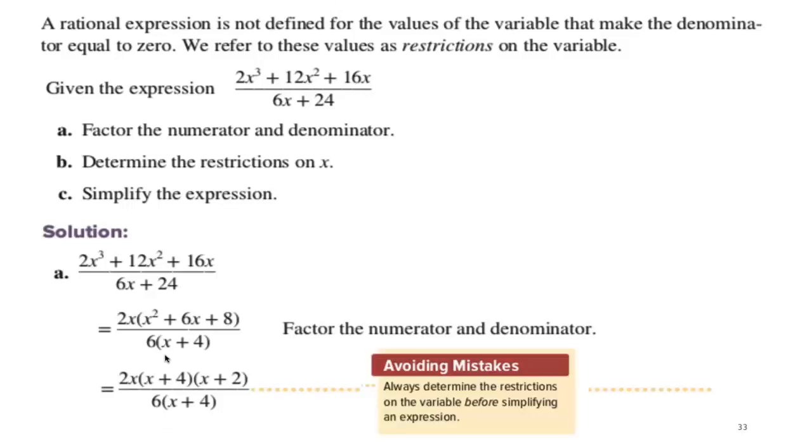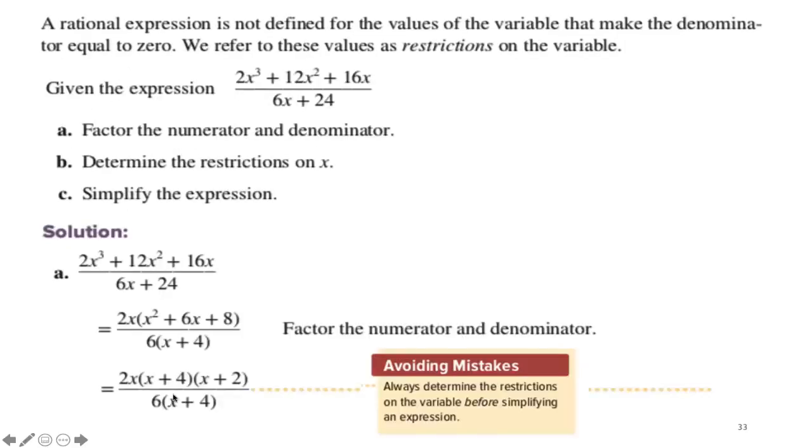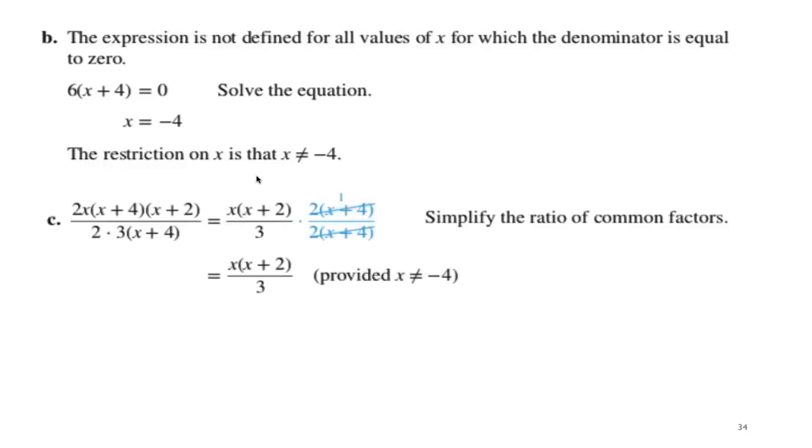So let me explain that. Again, if I make the bottom be 0, then I get that x is negative 4. That means that negative 4 is not allowed, is not in the domain. So x is not equal to negative 4. So that's the restriction on this rational expression. So now we can simplify it by canceling. If I cancel this, I get a simplified expression.